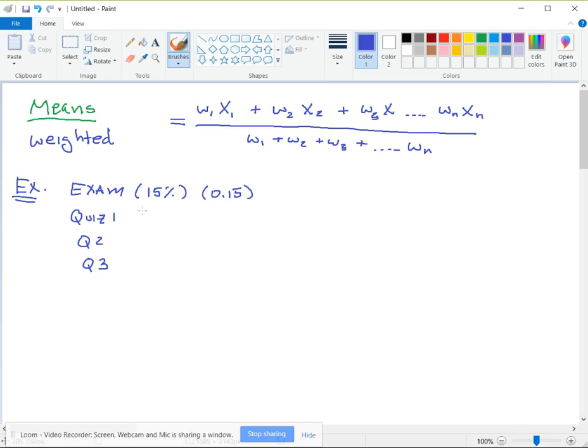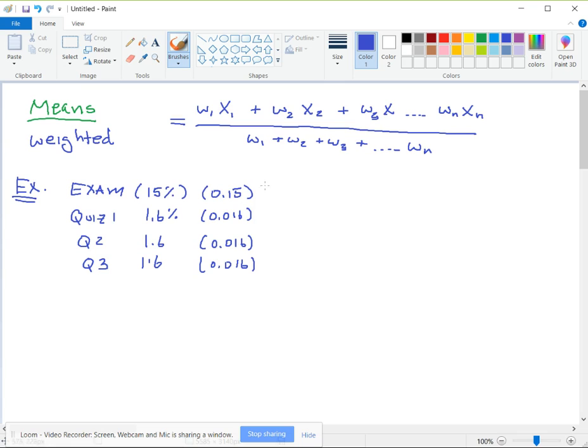Likewise, our quizzes are worth 20%, but because we're going to have so many of them, our quizzes end up only being worth about 1.6% each, and that essentially is a 0.016 as a decimal. So each of these are 1.6%, and each of these weighting terms are 0.016.